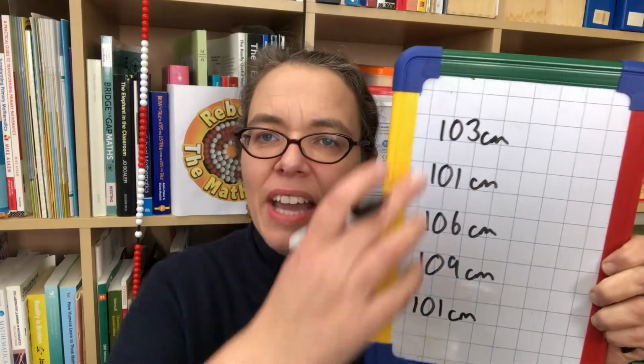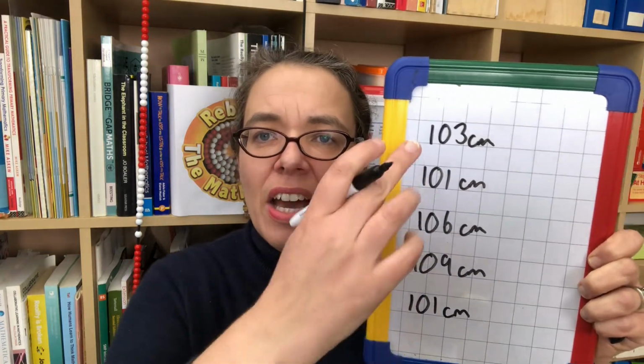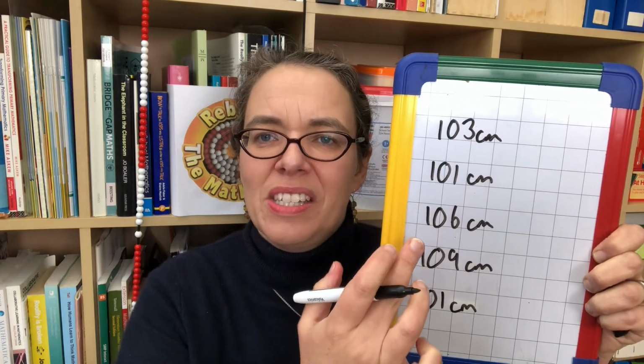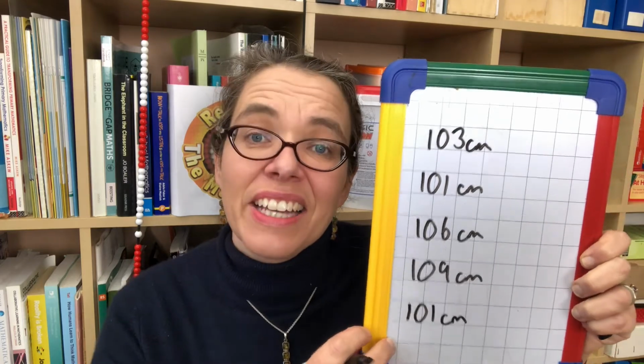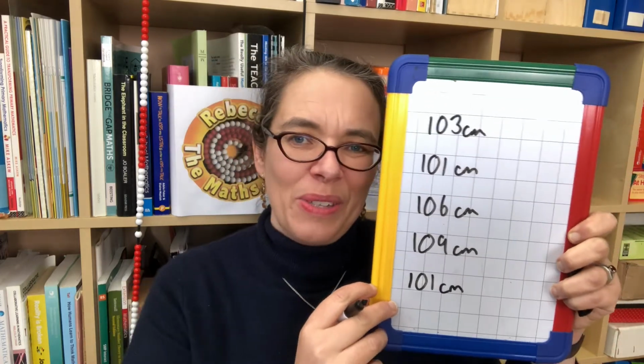Another good extension activity is to ask children to find the mean of some heights of children. Here they are: 103 centimetres, 101 centimetres, 106 centimetres, 109 centimetres and 101 centimetres. And can they find any shortcut ways of doing that?